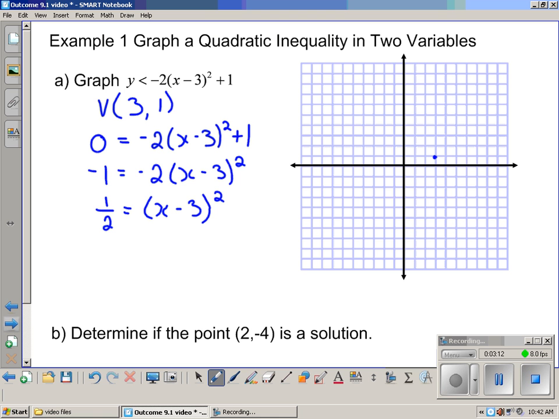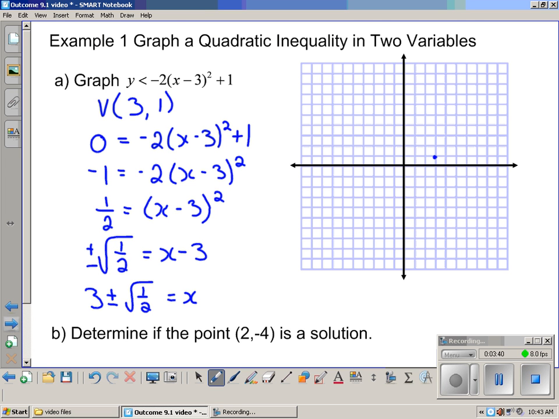Take the square root of both sides. Remember, when we're taking the square root, it becomes plus or minus, which is where our 2 intercepts come from. Plus or minus root 1/2 equals x minus 3. Add 3 to both sides, and we have 3 plus or minus root 1/2 equals x. So that gives us our x-intercepts.